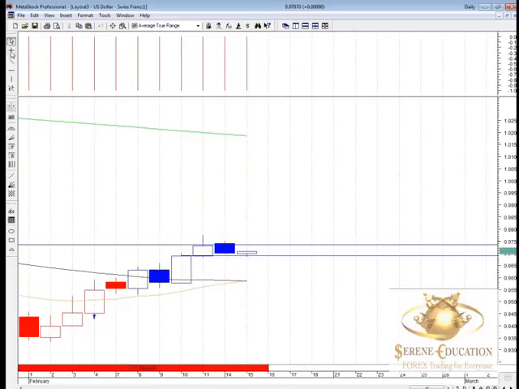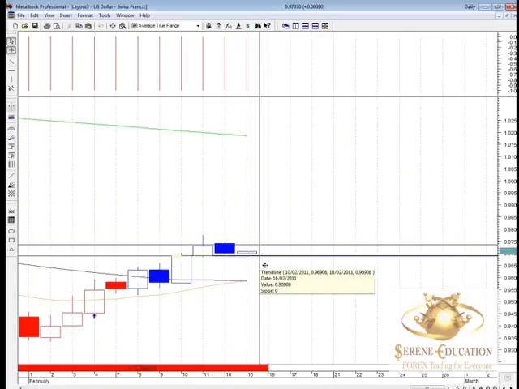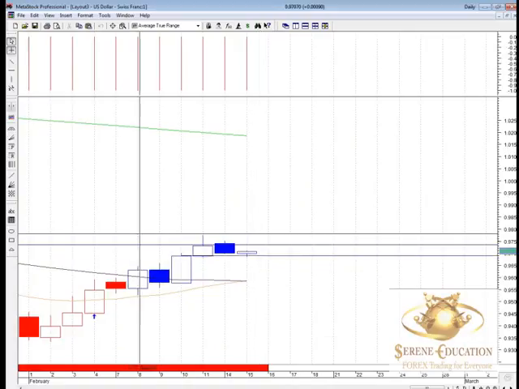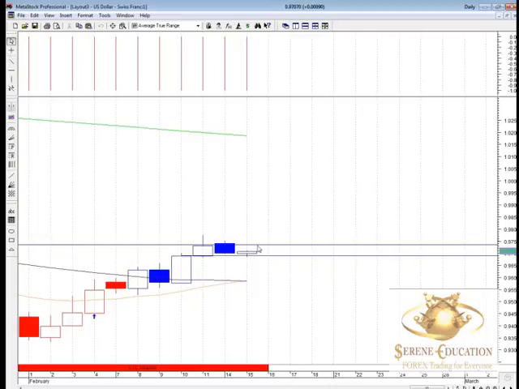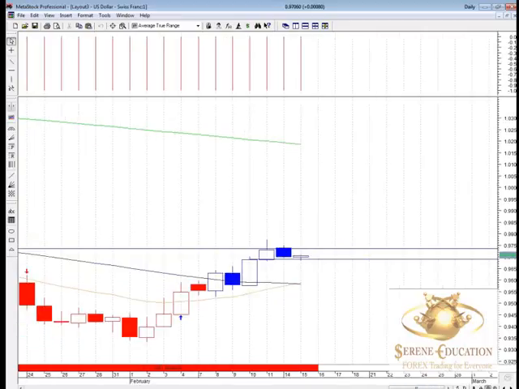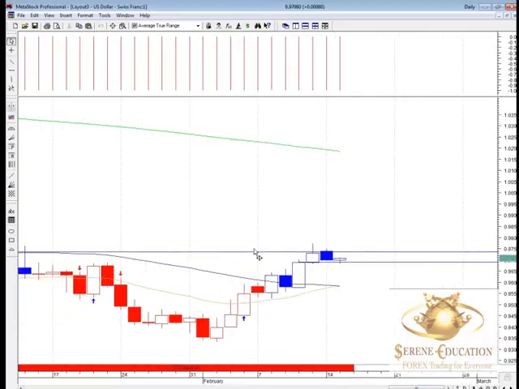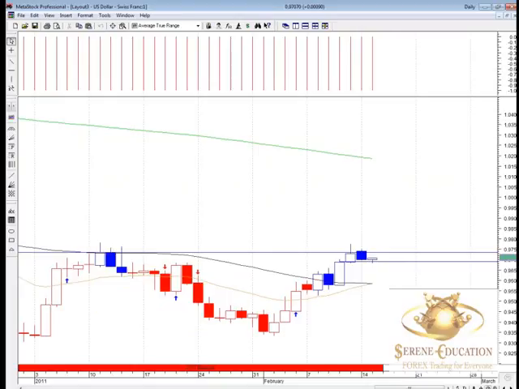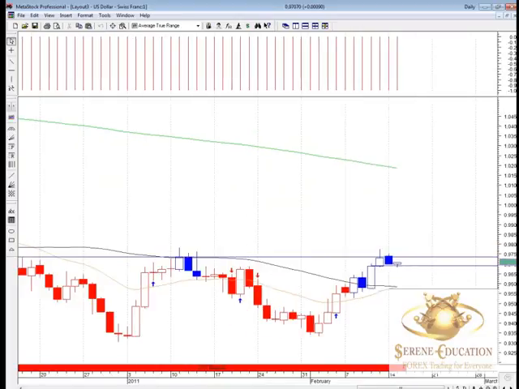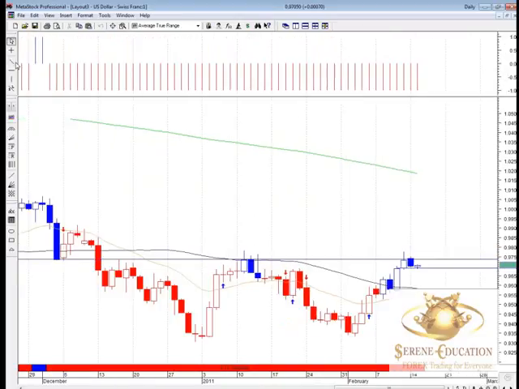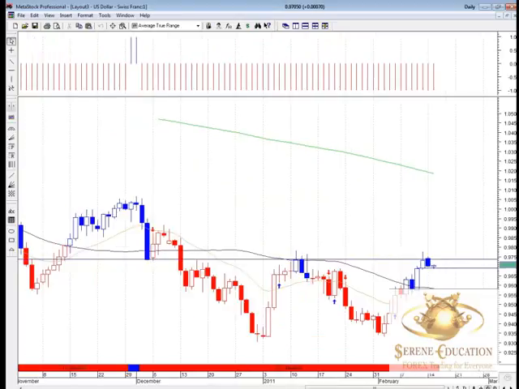But yeah, if we could see the pair staying above this area here at 0.969, and then we could see a reattempt of this high just below the 975 mark. If I can just zoom back out again, so we know straight away that we have some resistance levels on this pair on a daily time frame to be aware of. The major trend is still down.